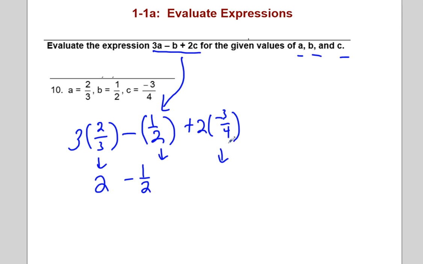times the negative 3/4. I could do this one of two ways. I could call that negative 6/4 and simplify that fraction, or I can take out the 2 and the 4. 2 over 4 is just 1/2, and that's a negative 3/2. So I'm going to write a negative 3/2. Well, that's negative 1/2 and a negative 3/2 gives me negative 4/2. 2 minus 4/2 is nothing more than 2 minus 2, which is equal to 0.